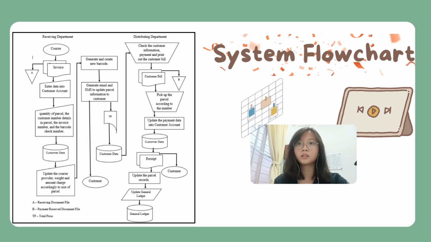So next, the parcel taken will be updated with the payment data into the customer account by the computer. Then the data will be kept in the database of the customer data. So from that, it will proceed to the print out of the receipt. So there will be two receipts. One receipt will be given to the customer. One receipt will be kept and used to update the parcel records.